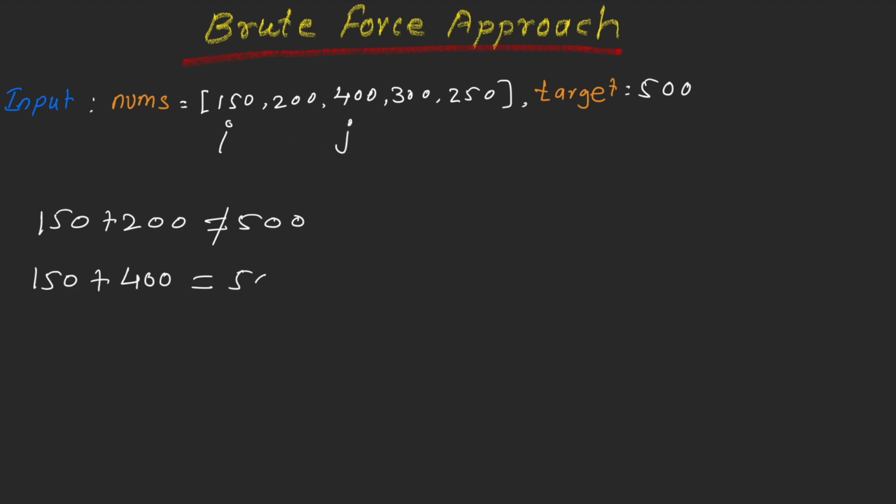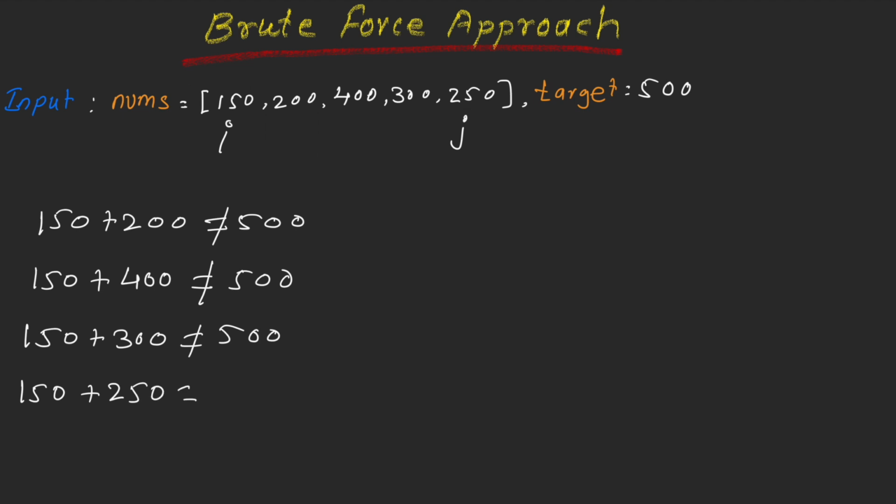Is 150 plus 400 equal to 500? No. Increment j. Is 150 plus 300 equal to 500? No. Increment j. Is 150 plus 250 equal to 500? No. Now the inner loop ends and the outer loop increments by 1. Then the inner loop starts again from i plus 1.